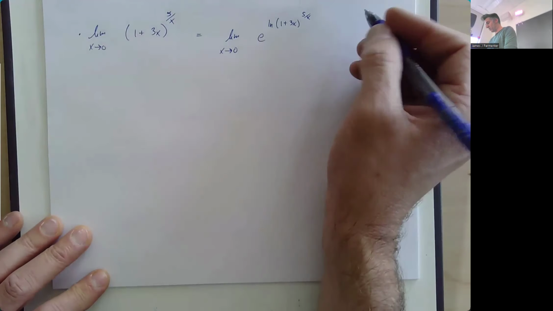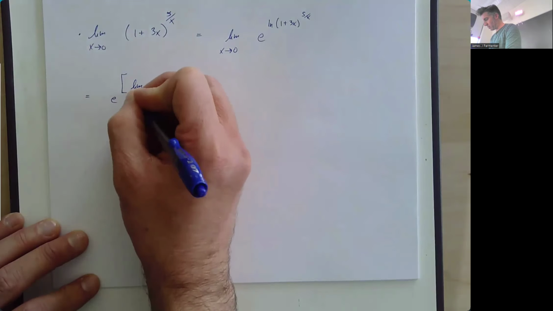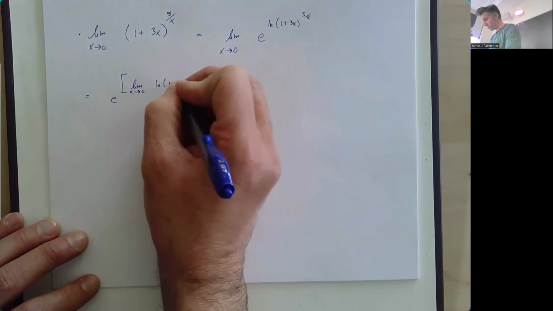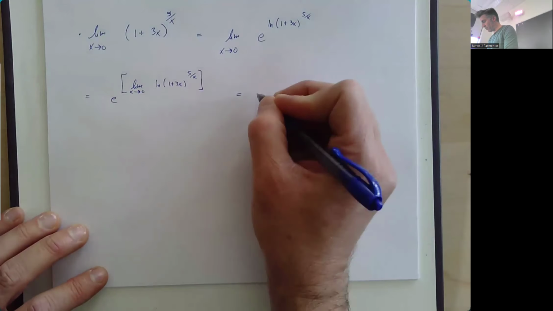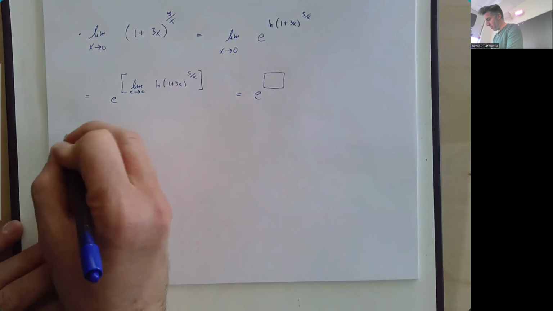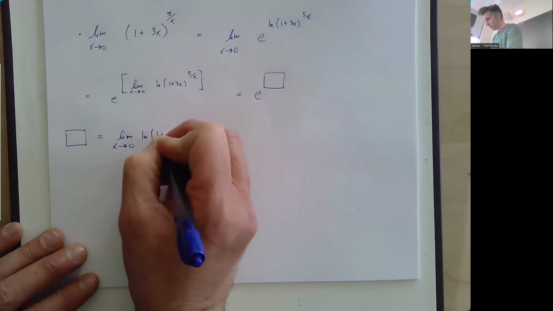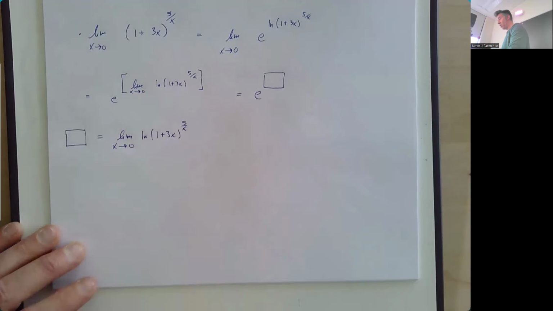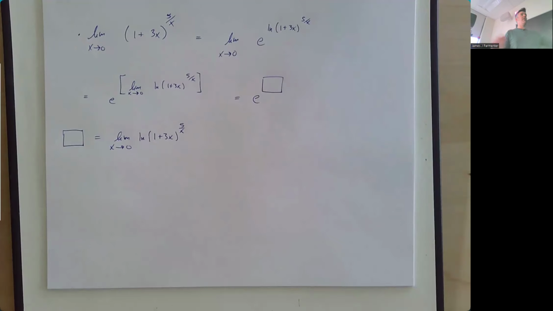And then I am going to pass the limit through. I'm going to say this is equal to e to the limit as x goes to 0 of the natural log of (1 plus 3x) to the 5 over x. And then what we're going to do is figure out what that top part is. We're going to fill in the box with whatever the limit as x goes to 0 of the natural log of (1 plus 3x) to the 5 over x is. Or as some people like to present it, we take the natural log of our expression, we deal with that, and at the end of the day, our real answer is actually e to that answer.